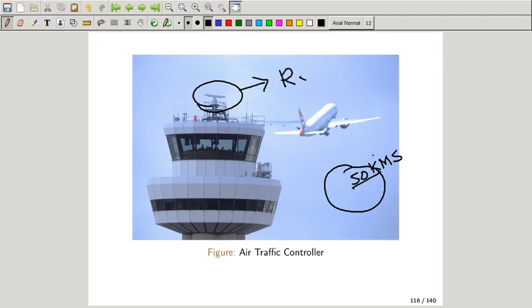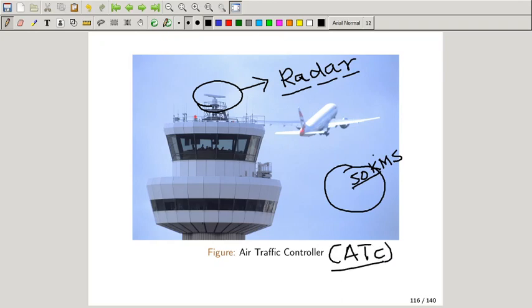This is called radar. Radar means radio detection and ranging. So this is the job of the radar. It is used to identify the presence of aircraft within its limits. So it's widely used in airports. This is called air traffic controller, or also called ATC.